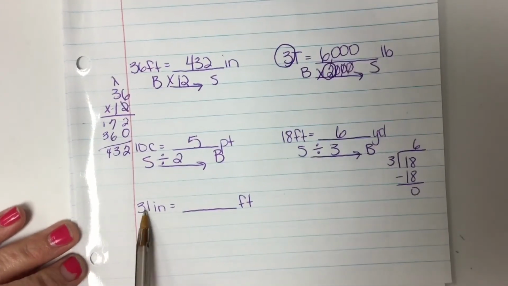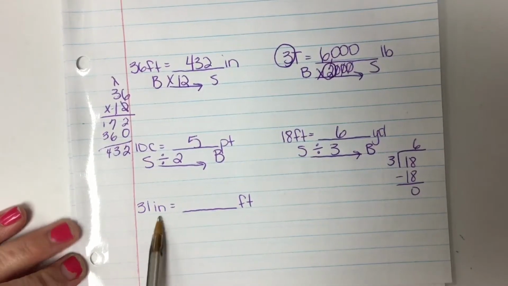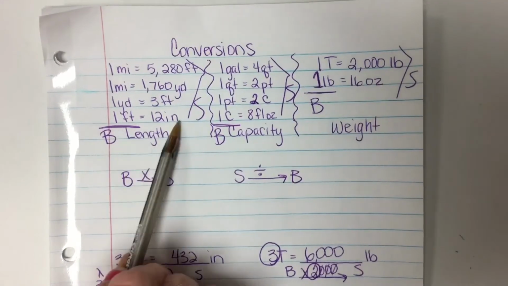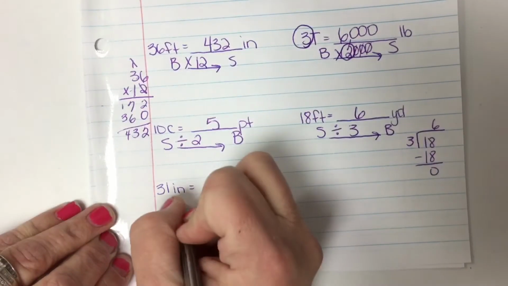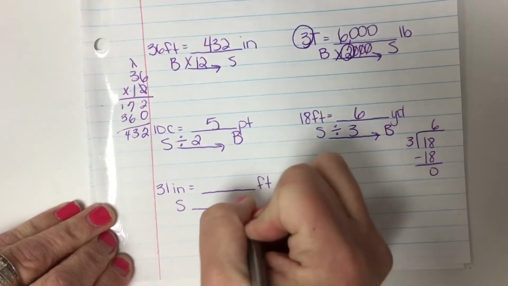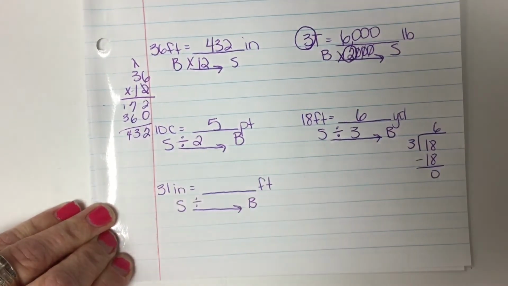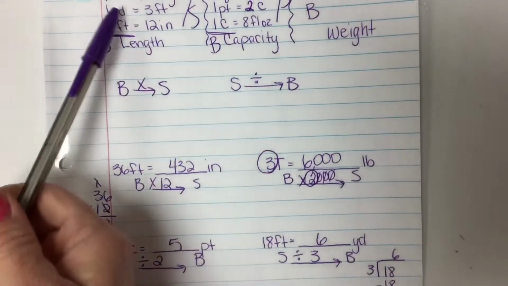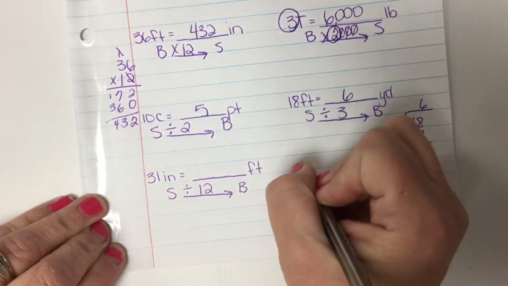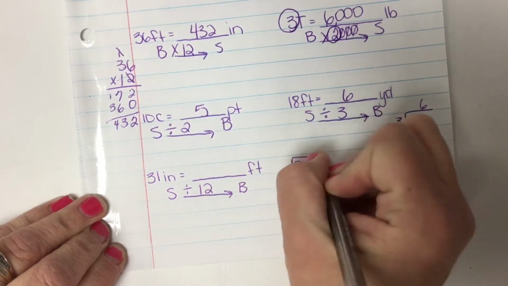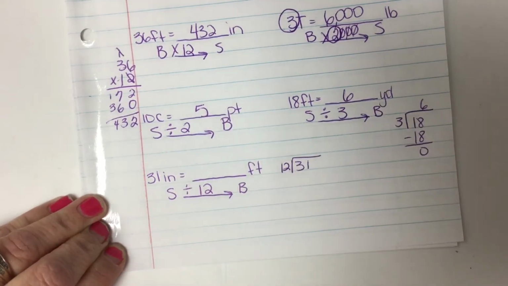All right. 31 inches equals how many feet? Inches and feet. So here we are, feet and inches. So that means feet is big, inches is small. So we're going small to big, so we're going to divide. There are 12 inches in every foot, so we're going to divide by 12. So 31 divided by 12.